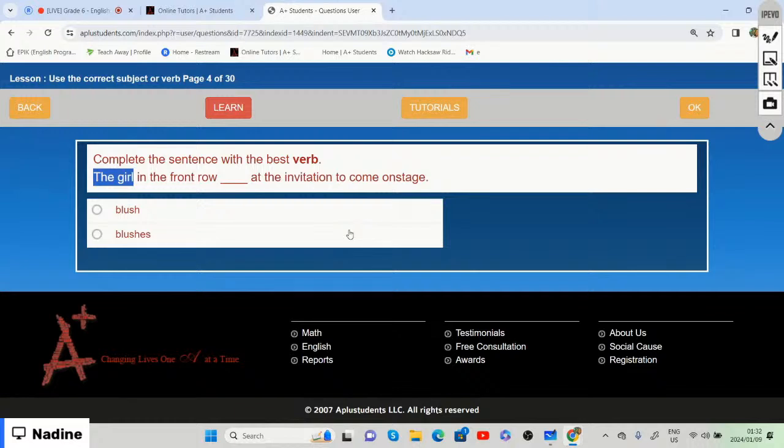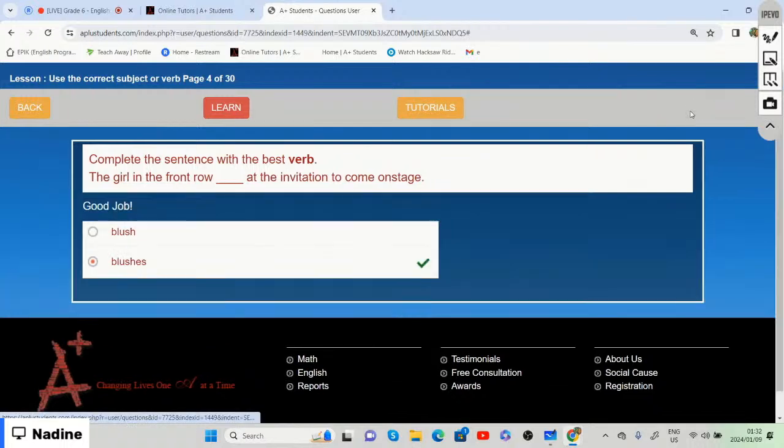In this case, the girl is a singular subject, which means that we are going to use a singular verb that ends with es. So, the girl in the front row blushes at the invitation to come on stage.